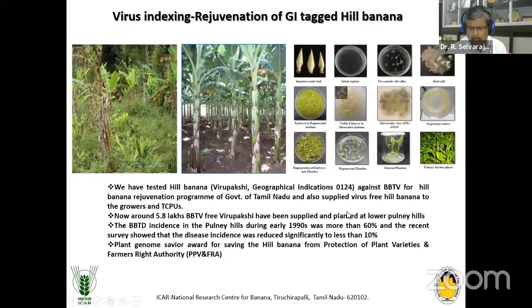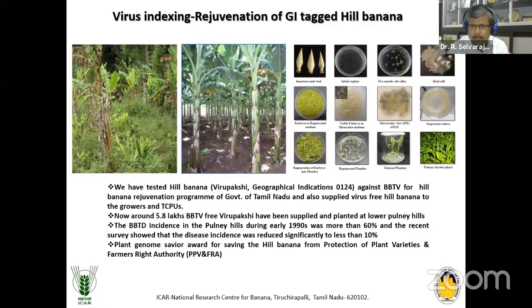by Tamil Nadu. Of course, with the involvement of the Government of Tamil Nadu, that is the Hill Banana Rejuvenation Scheme, these virus-free plants are being given free of cost with the help of the Tamil Nadu Hill Banana Growers Federation. They are also working a lot. They got the Plant Genome Savior Award for protecting this particular variety, Hill Banana Virupakshi, from bunchy top. Otherwise, this variety would have been extinct because of bunchy top.